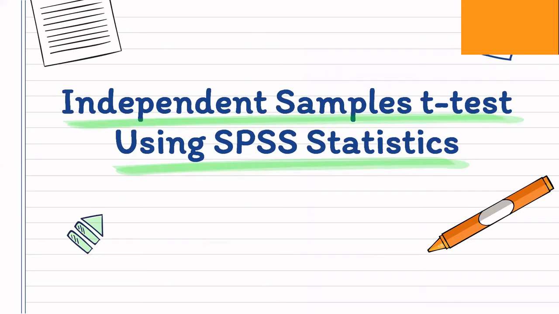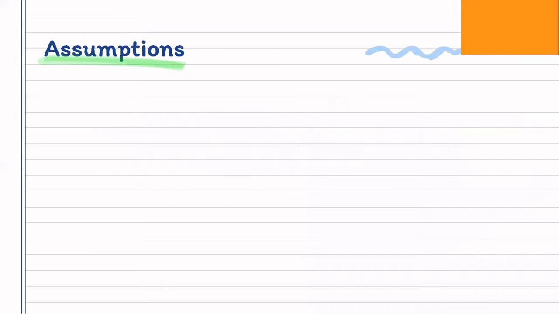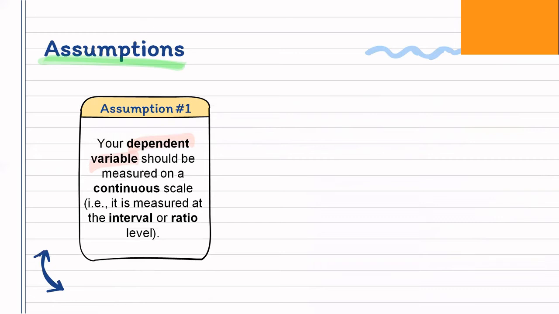Now let's go to the independent samples t-test using SPSS Statistics. So here are our assumptions. We have 6 assumptions. First is that your dependent variable should be measured on a continuous scale. That is, it is measured at the interval or ratio level. Examples of variables that meet this criterion include revision time, which is measured in hours, intelligence, which is measured using IQ score, exam performance, which is measured from 0 to 100, and weight, which is measured in kilograms, and so forth.